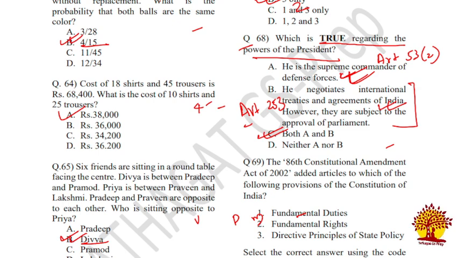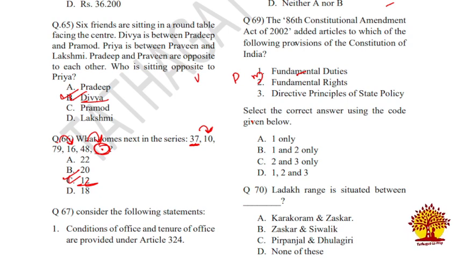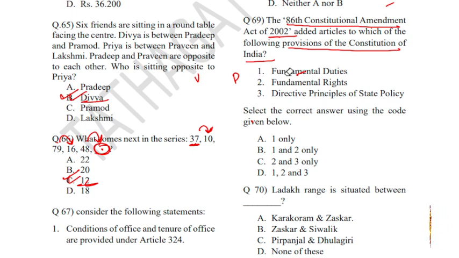Next, 69th, related to 86th Amendment Act 2002. Which of the following articles were added in the provision of the Constitution? Okay, articles added to the provision of the Constitution. Here correct answer is option D. All the above is the right answer, because 86th Constitutional Amendment 2002 added Article 21A in the fundamental right.